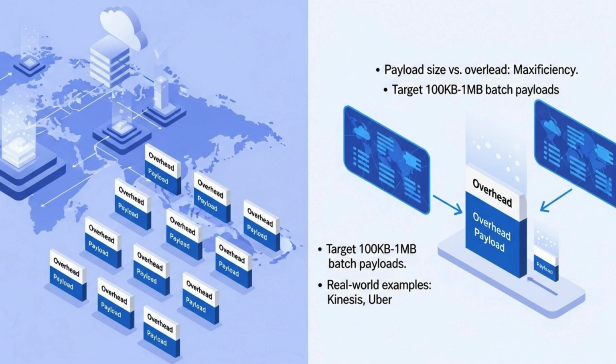AWS Kinesis, for instance, automatically batches with 500 kilobytes or 1-second triggers in their SDK, transparently reducing their customers' infrastructure costs by a massive 90%. Uber batches trip events with 5-second windows before feeding their machine learning pipelines, reducing their Kafka cluster size dramatically while maintaining sub-10-second data freshness. These are not just theoretical gains, they are real-world, measurable improvements.